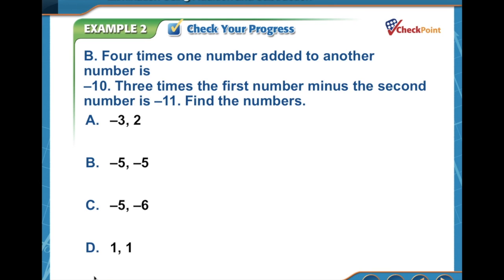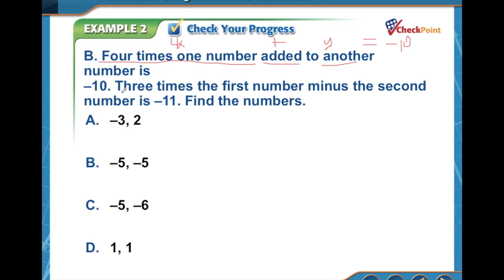Okay, so let's look at another one just like that. We have to take these words, generate an equation. So 4 times one number. That to me is 4x. Added means plus. To another number, so y. And then it says is negative 10. So that's is negative 10.